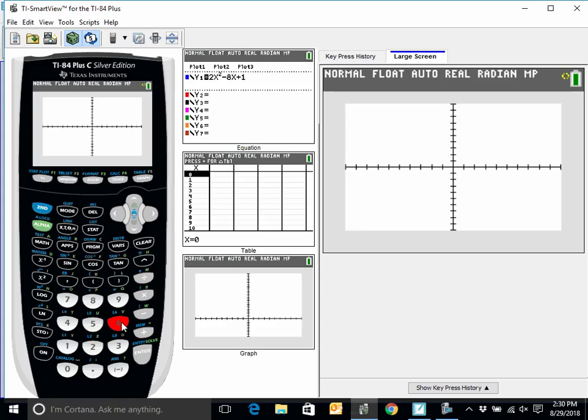So again, here we see our function. We see that y-intercept of 1. We see it's a quadratic. It's a parabola, right? It's opening up. All things that we would anticipate from working with quadratics in Algebra 1 and Algebra 2.